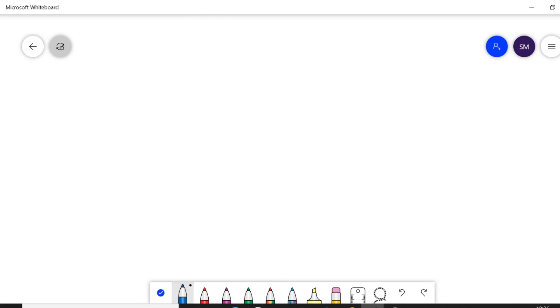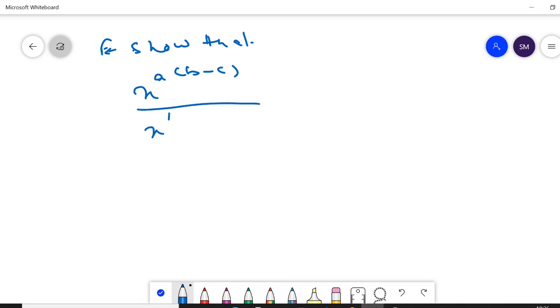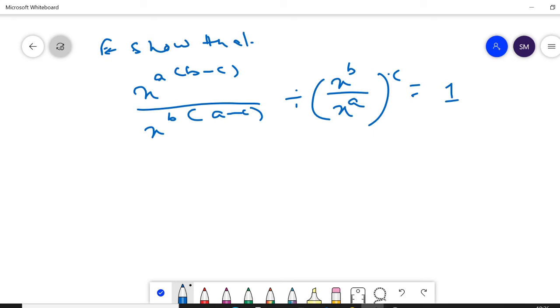Some more examples. Prove that x to the power a into b minus c upon x to the power b into a minus c, divide x to the power b upon x to the power a, whole to the power c is equal to 1. Take LHS and we get RHS. So prove that LHS equals RHS.